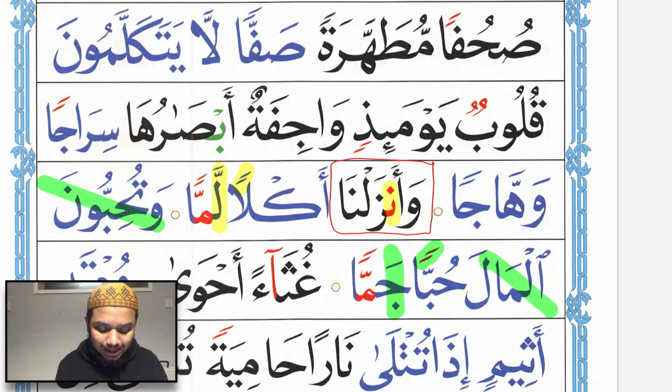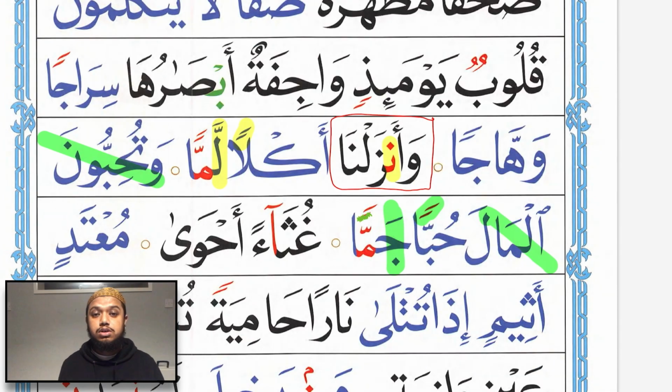Hubban jamman. But as we've learnt, because we're stopping on it, we won't stop on it as jamman. Instead we do mad iwad, and we simply remove one of the fathas from this tanween, and we are left with jamma. So this will be read as وَتُحِبُّونَ الْمَالَ حُبًّا جَمًّا.